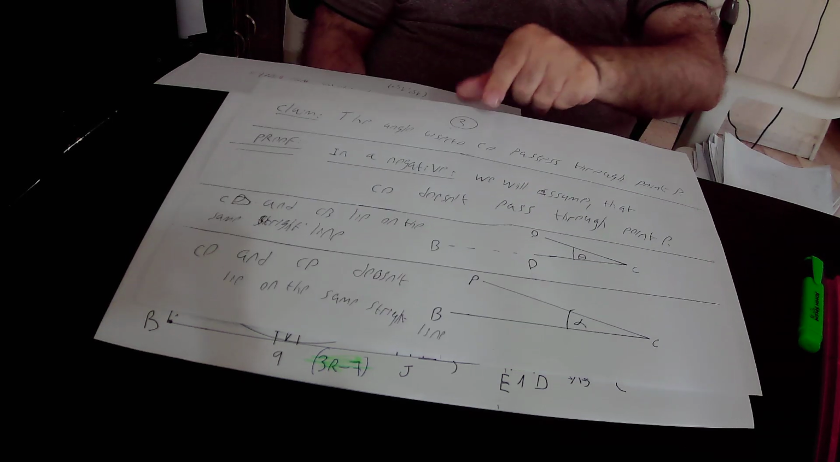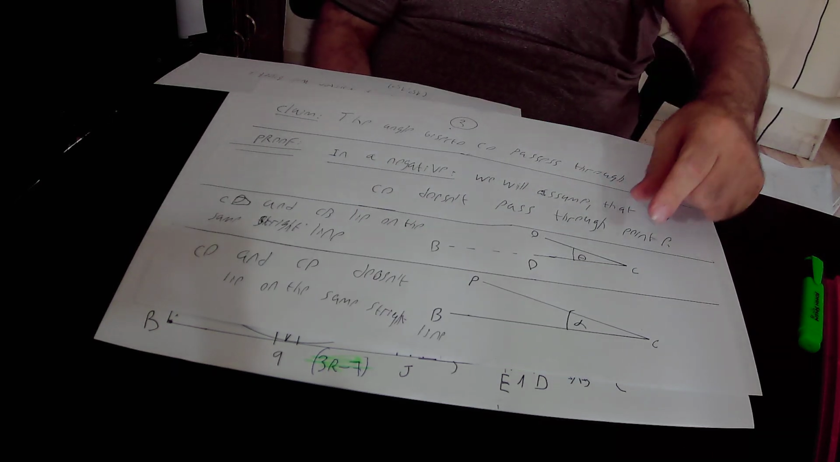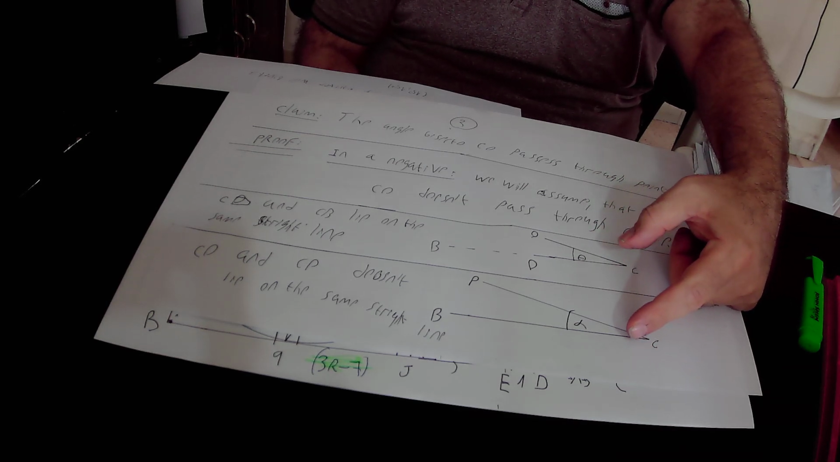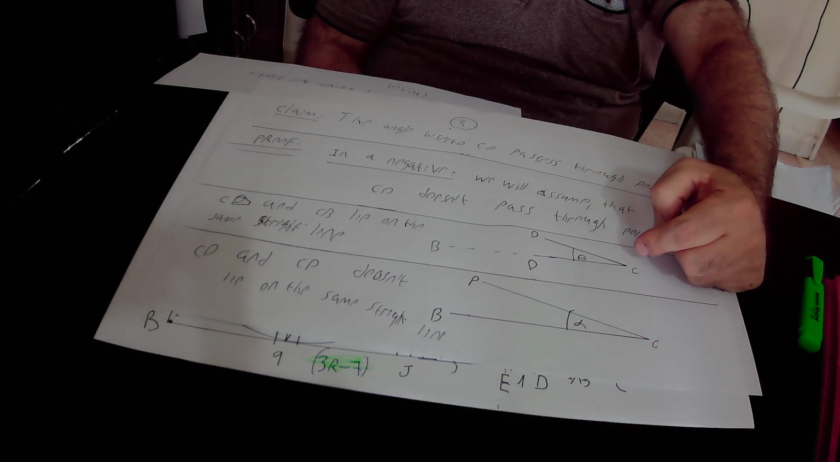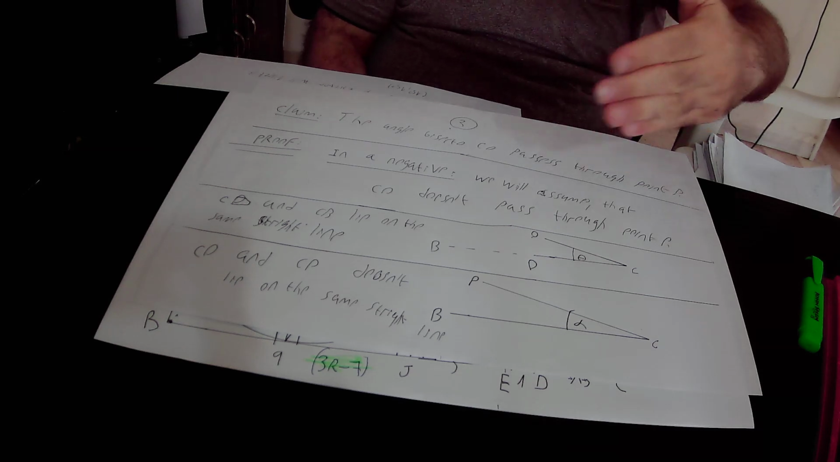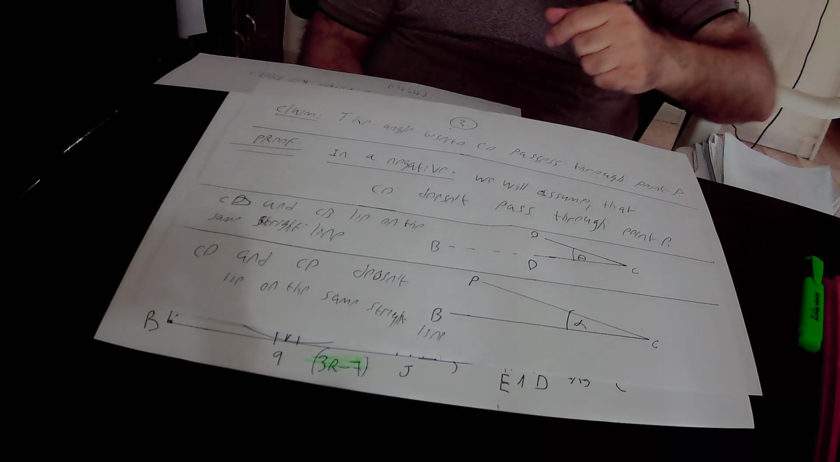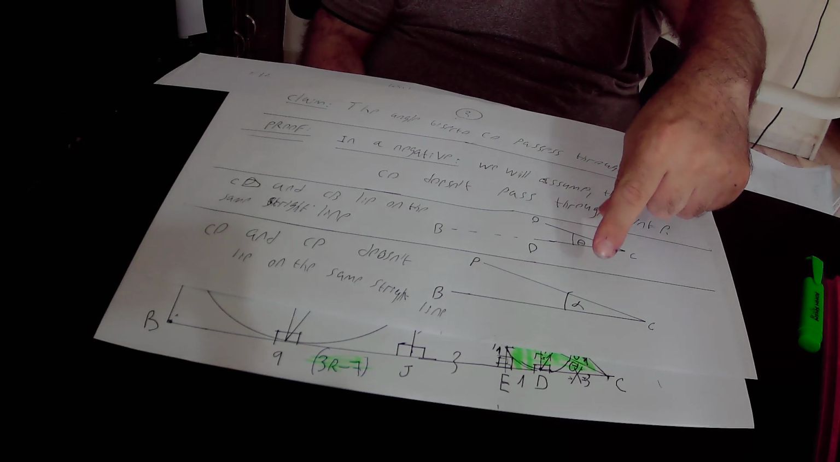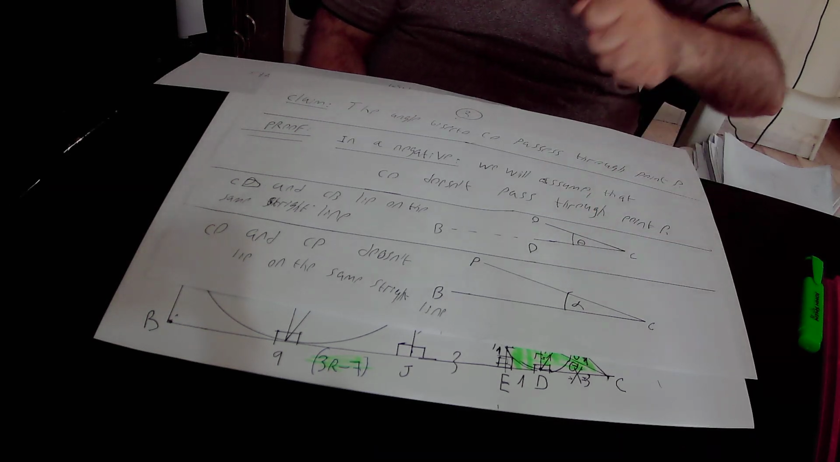Therefore, those two angles can never be equal to each other, because in order for those two angles to be equal, if the first leg lies on the same straight line, then the second leg must also lie on the same straight line. But according to our assumption, the second leg doesn't lie on the same straight line, therefore those angles are two different angles. If this angle is theta, this angle is alpha.